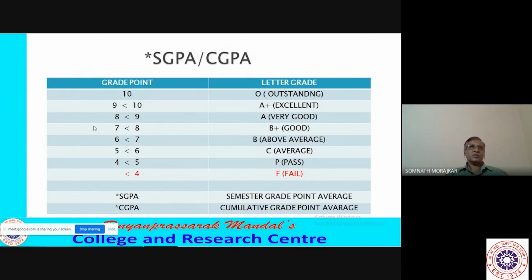For every semester, you will be given a semester grade point average, and for the second semester, you will be given the cumulative grade point average. That is, the cumulative grade point average is nothing but the semester grade point average of semester 1 plus the semester grade point average of semester 2. Both will be added and the average will be taken, which is called the cumulative grade point average.